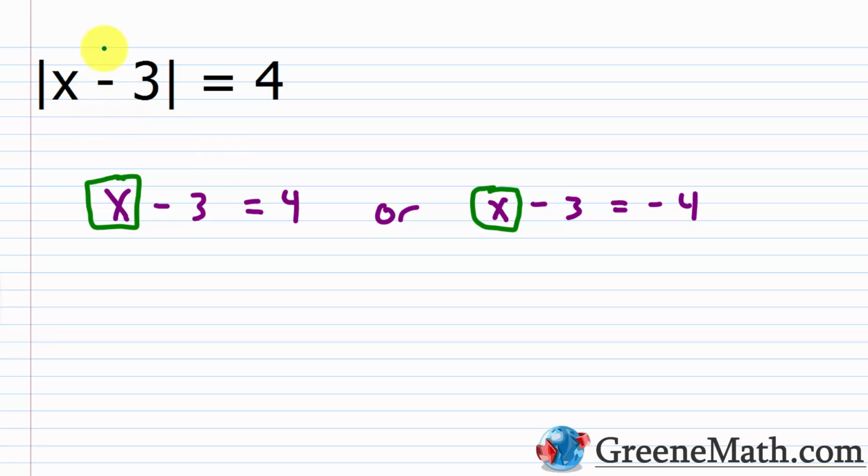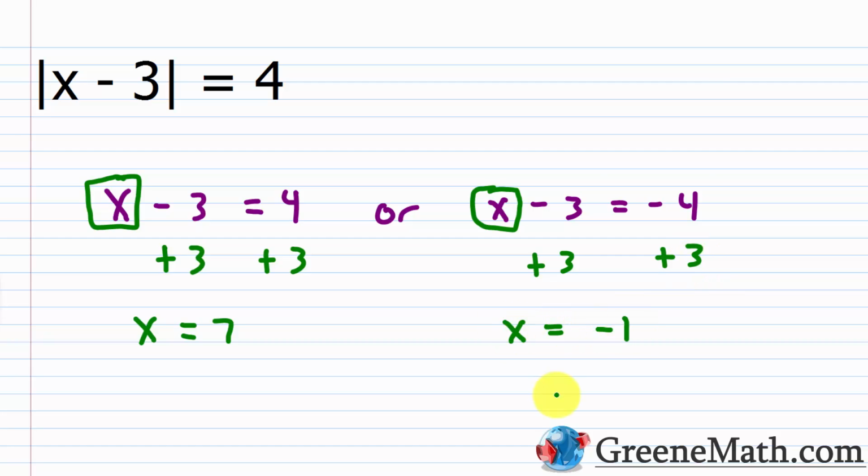So that's what I'm looking for. I'm looking to get a result inside of the absolute value bars here of either 4 or -4. Doesn't matter which one it is, because in each case, I will get a value of 4. So let's go ahead and solve this really quickly. On this one, I would just add 3 to each side of the equation. I'm going to get that x is equal to 7. For this one, I'm going to add 3 to each side of the equation, and I'm going to get that x is equal to -1.